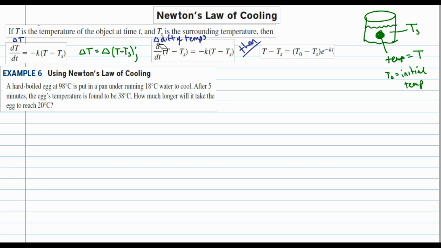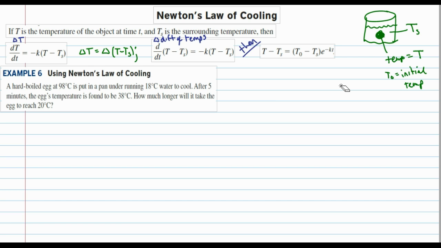And so, since I have the derivative of the difference in temperatures equals negative k, or proportional to, those differences in temperatures, I'm dealing with exponential. So I can say T minus T sub S, or my y value per se, equals T sub 0 minus T sub S times e to the negative kt. This is Newton's law of cooling. You do not have to have this formula memorized, but you have to know how to use it.